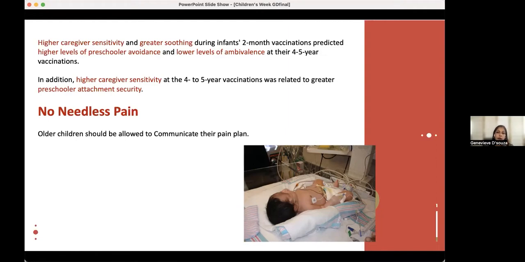And why is this important? Because every time they come in, if their pain is not adequately addressed, this will impact how they feel at their subsequent exposure.